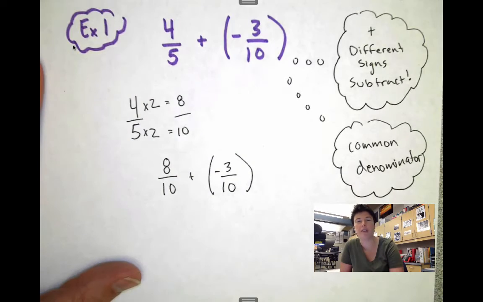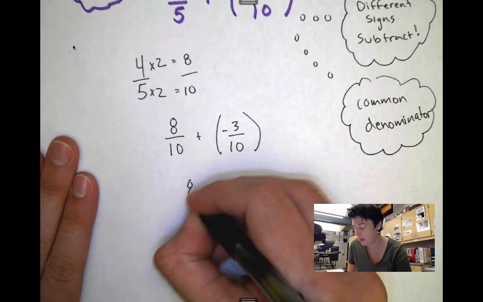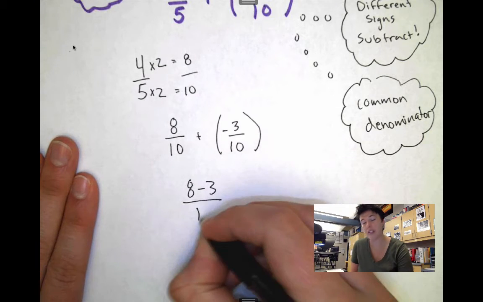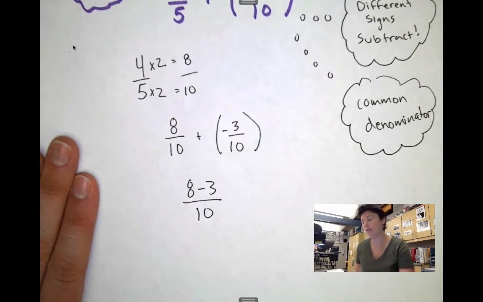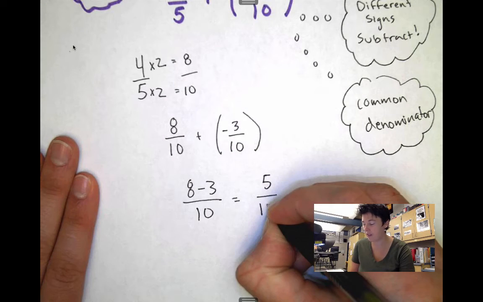Awesome, common denominators. Now I go to my next rule. Different signs mean I subtract. So really, all I have to figure out is what is 8 minus 3, because whatever it is, it's going to be over tenths, my common denominator. So 8 minus 3 is 5. So my answer is 5/10.